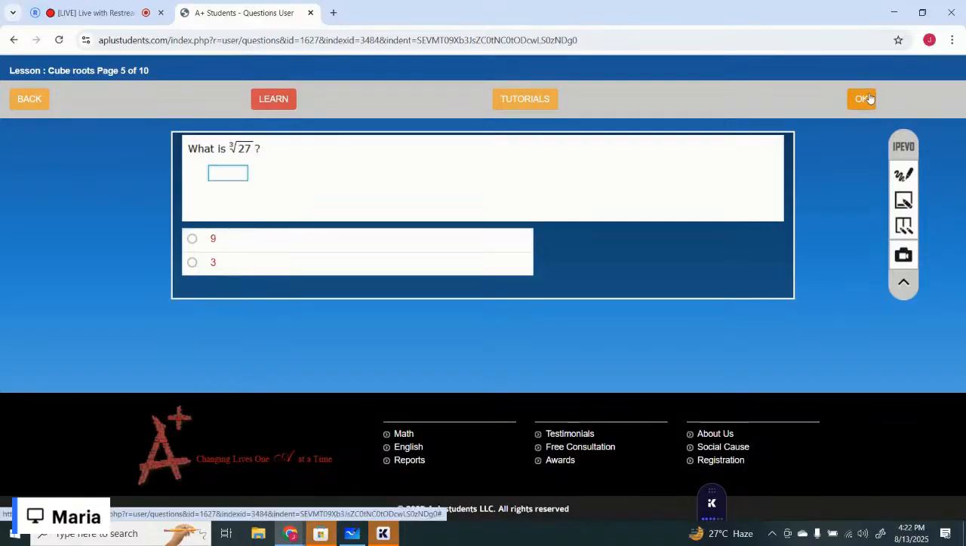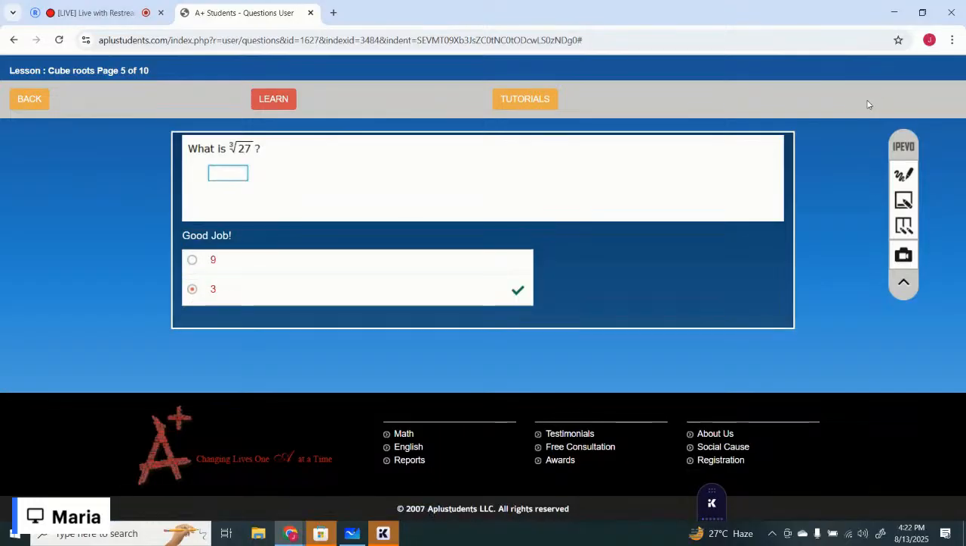What is the cube root of 27? That is 3 times 3 is 9 and 9 times 3 is 27. Option 2 is the correct option.